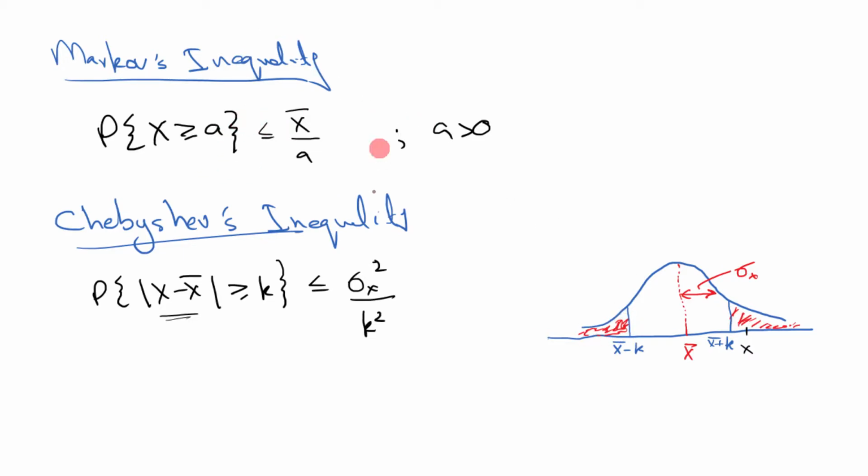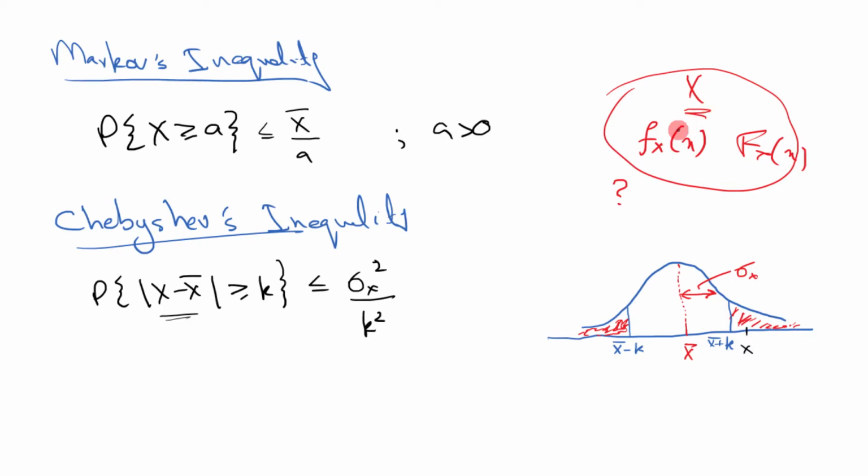So what are the main advantages of these inequalities? Why and when can we use them? Let's suppose you do not know anything about the density function or distribution function of your random variable x. Then how can you calculate the probability for this shaded area or for this range? These inequalities can provide you a tool by which you can find the probabilities for these ranges without knowing the density or distribution function of your random variable.